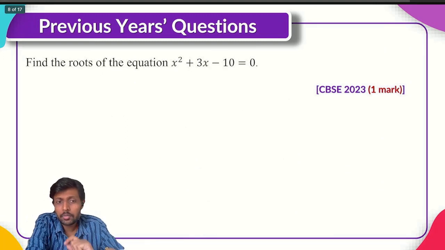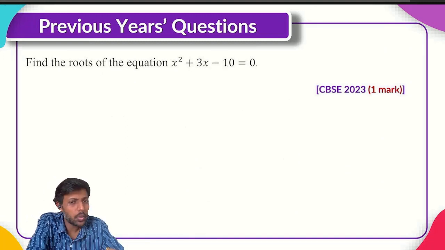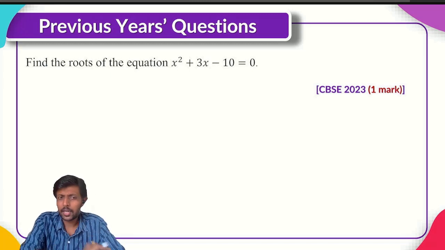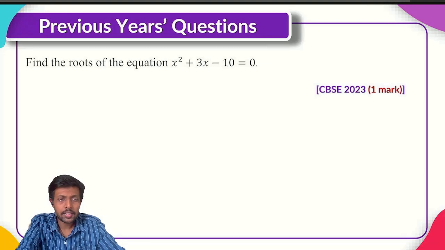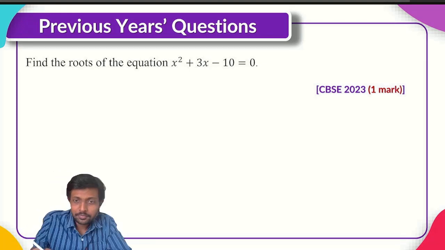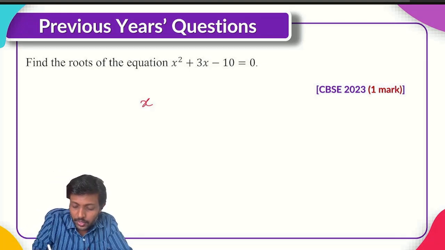Here's a question which came last year in 2023. It's a 1-mark question, very easy. It will hardly take 2 or 3 minutes for you to solve. Do try this by pausing the video and then come back to look at the solution. Let's look at this solution. x square plus 3x minus 10 equal to 0.